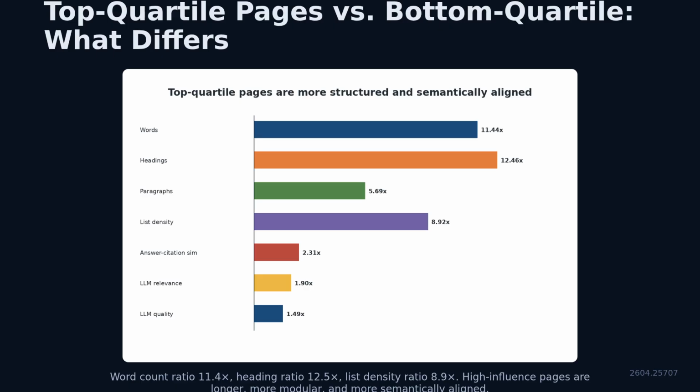High influence pages, those in the top quartile of the absorption score, have more than 11 times the word count of bottom quartile pages. They have 12 and a half times as many headings, nearly 9 times the list density, and more than double the semantic similarity to the generated answer. High influence pages are not just longer, they are more modular, better organized, and more semantically aligned with what the answer actually needs to say.